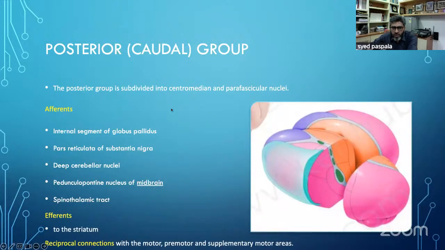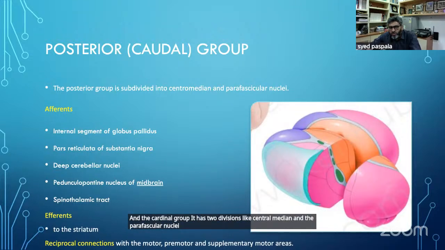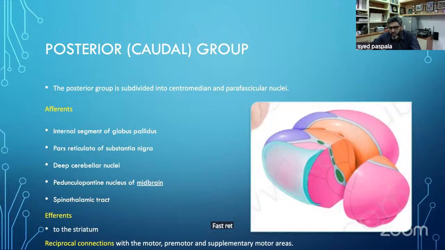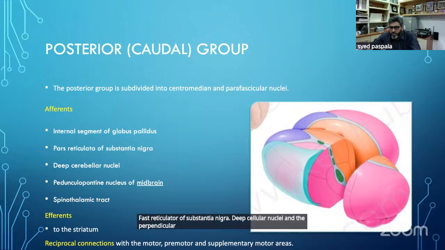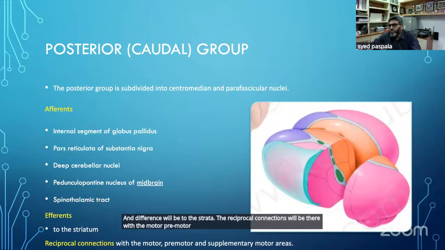And the caudal group has two divisions, the centromedian and the parafascicular nuclei. The afferents to this posterior group are from the internal segment of the globus pallidus, pars reticulata of substantia nigra, deep cerebellar nuclei, the pedunculopontine nucleus of the midbrain, and the spinothalamic tract. And efferents will be to the striatum. The reciprocal connections will be there with the motor, premotor, and supplementary motor areas of the brain.